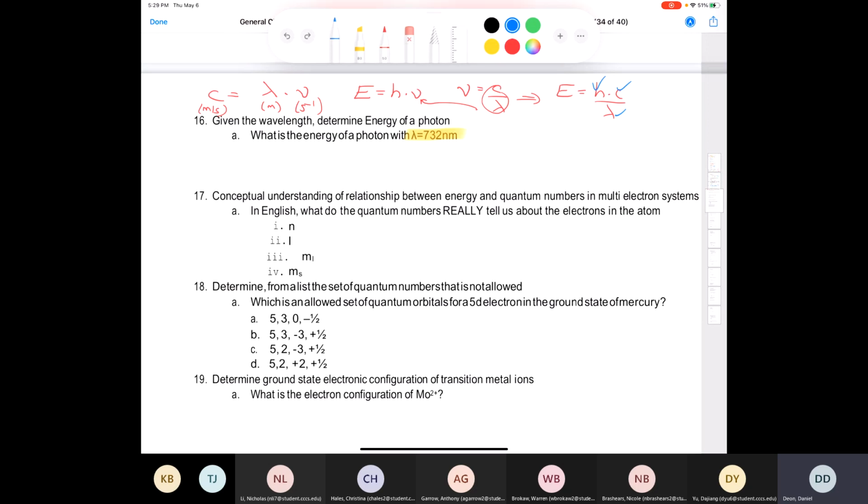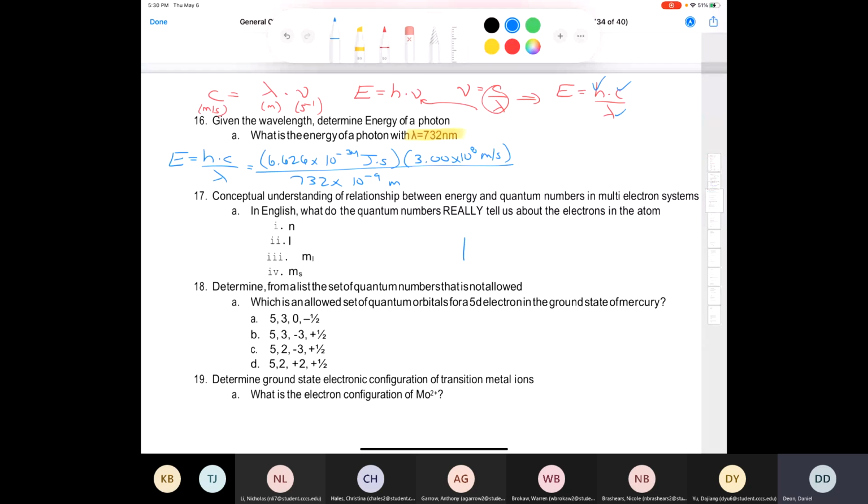So let's try plugging in some numbers here. We have E is equal to h times c over lambda. I'm given 3 sig figs here, so 3 sig figs for my speed of light will be fine. 6.626 times 10 to the negative 34 joules times seconds, multiplied by the speed of light, 3.00 times 10 to the 8th power meters per second. And then my lambda is going to be 732 times 10 to the -9 meters.